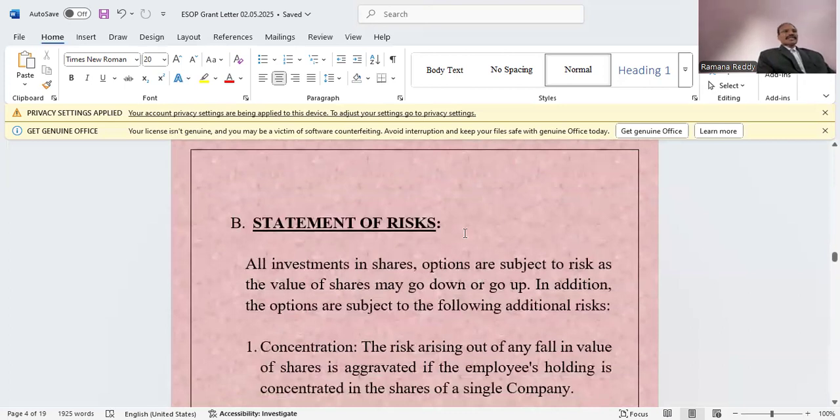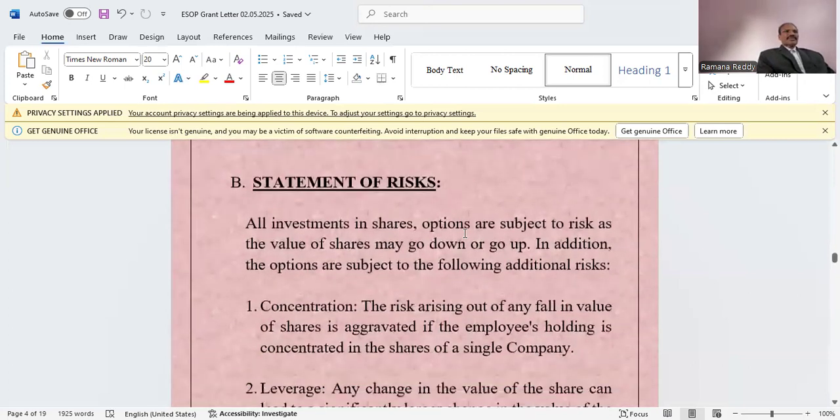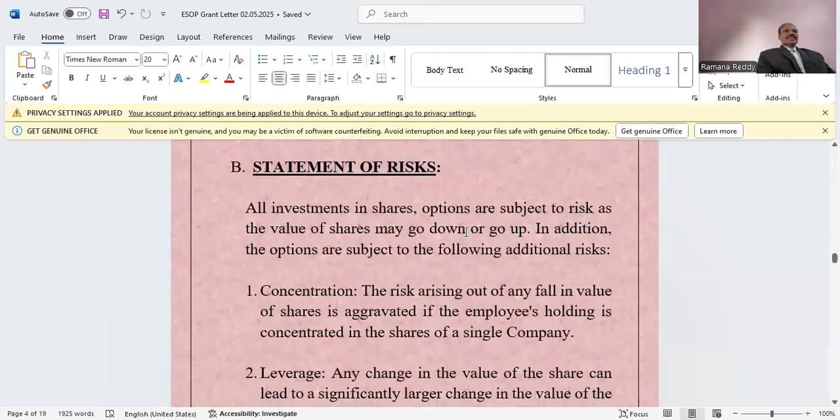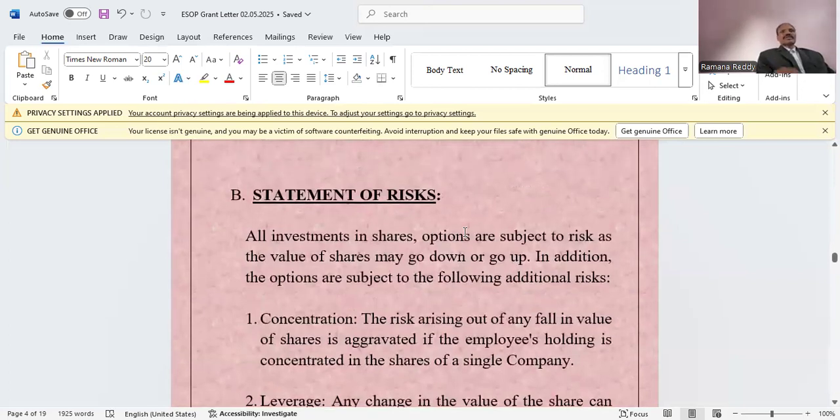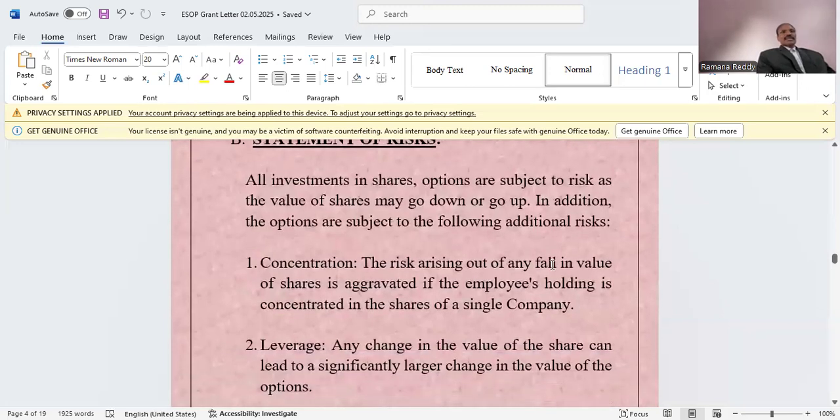As per the regulations, a statement of risk has to be given because risk is also involved. All investment in shares, whether you are investing 1,000 rupees or 100 rupees, whatever you invest in shares, options are subject to risk as the value of the shares may go down or go up. So nobody knows. In addition, the options are subject to the following additional risks. So generally, what are the risks?